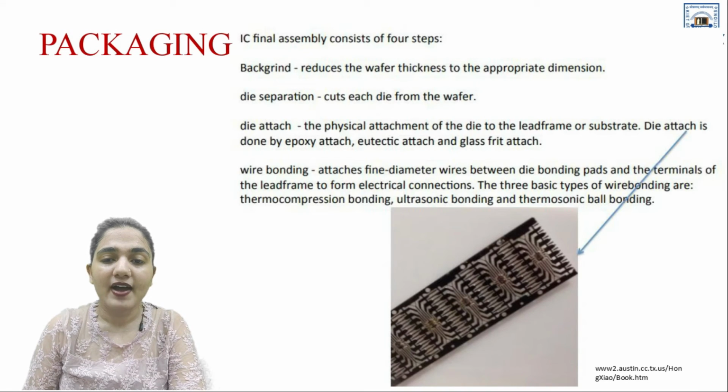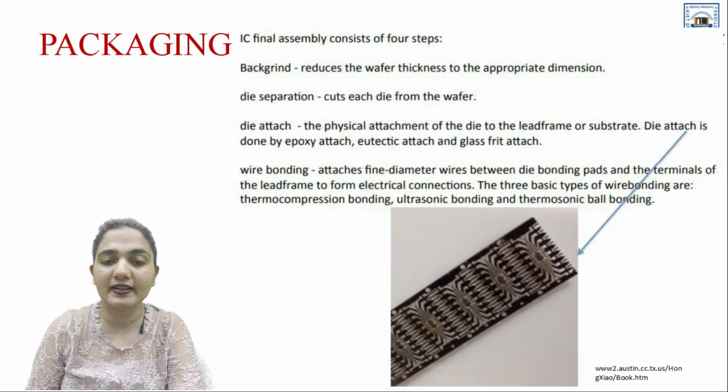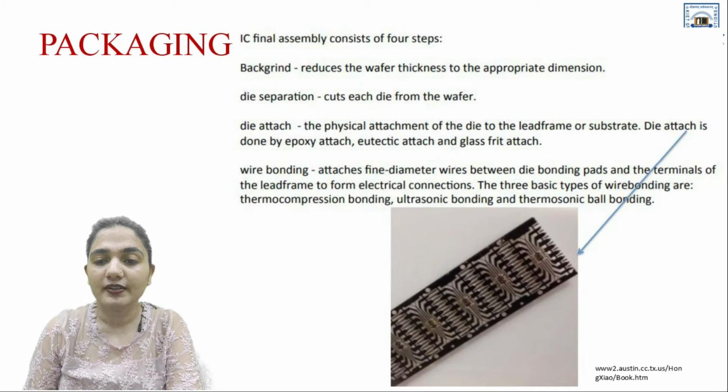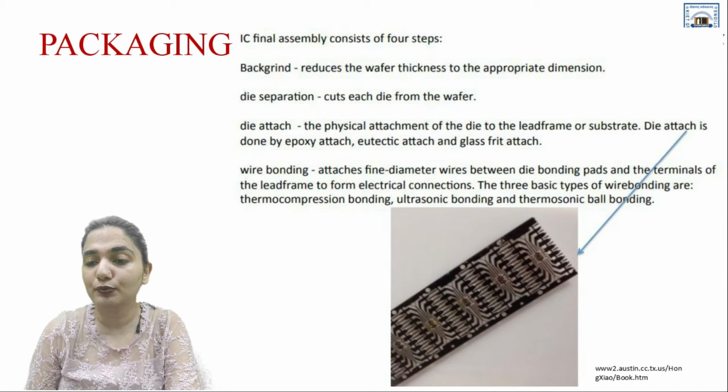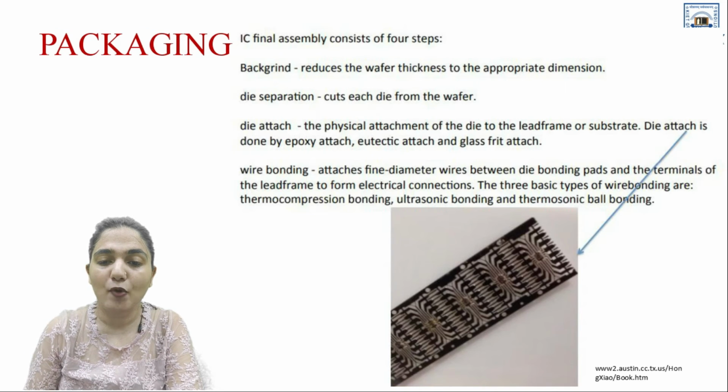Now, IC final assembly consists of four steps. First is back grind. It reduces the wafer thickness to the appropriate dimension. Then we have die separation. It cuts each die from the wafer. Then we have die attach, the physical attachment of the die to the lead frame or substrate. Die attach is done by epoxy attach, eutectic attach and glass frit attach.